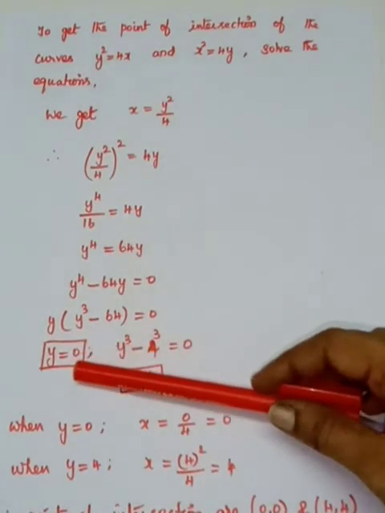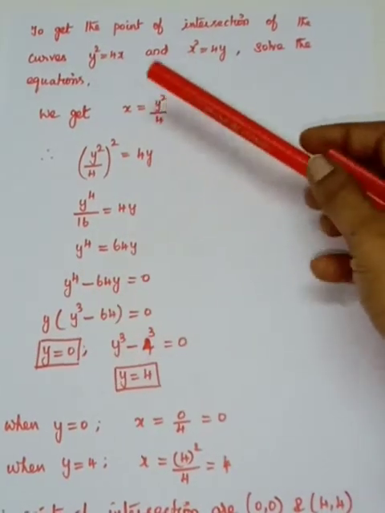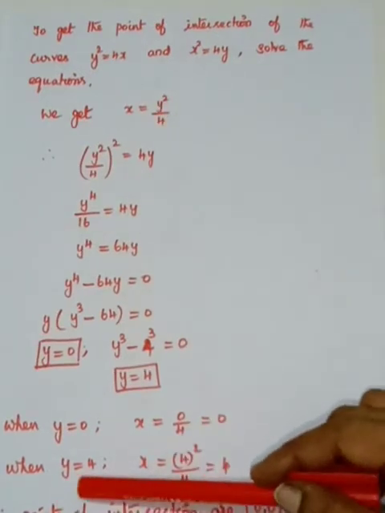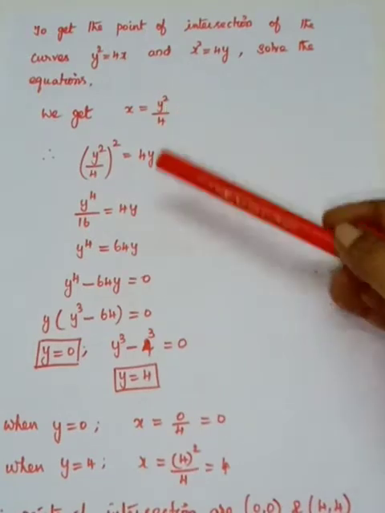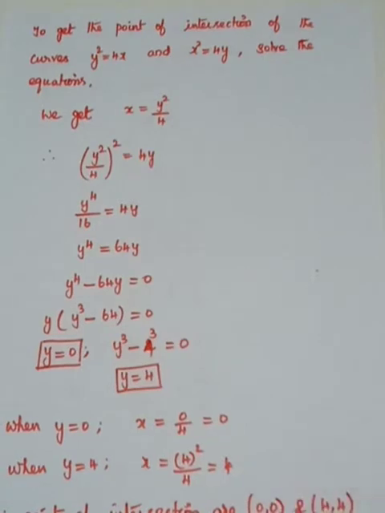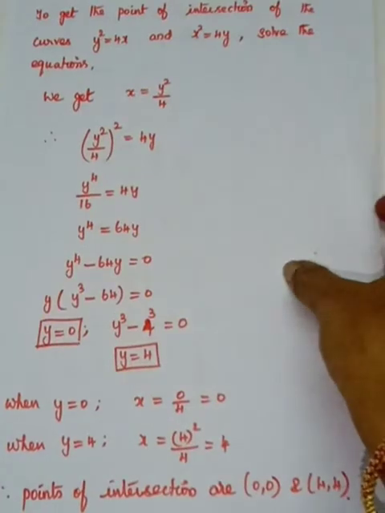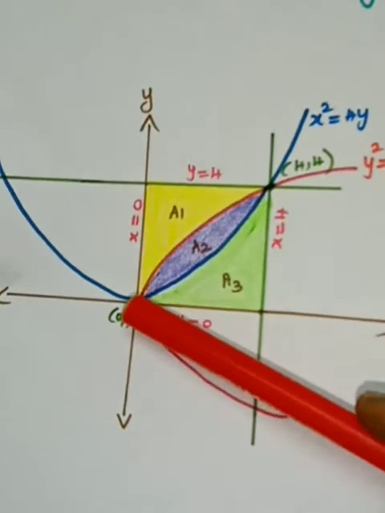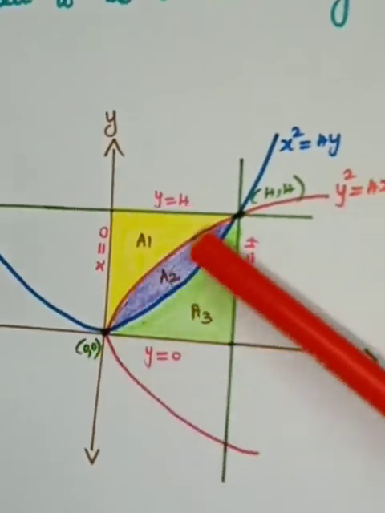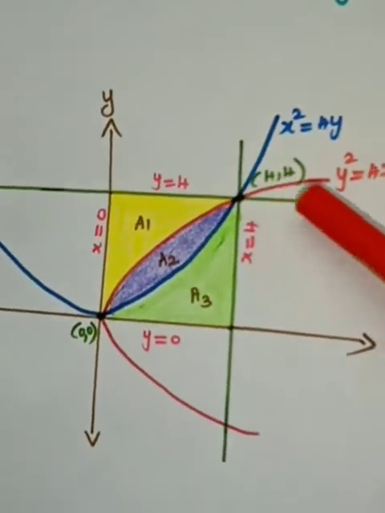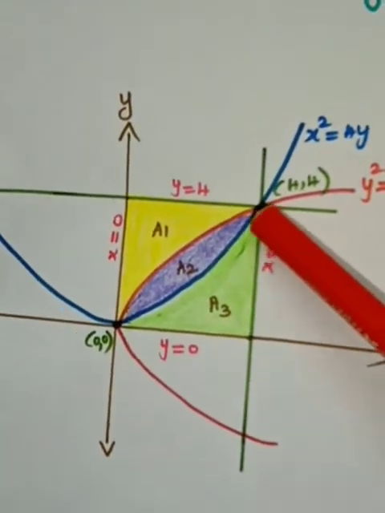When you substitute y is equal to 0 in this curve, 0 by 4 is 0, so x is also 0. And if we substitute y is equal to 4, it is 4 squared by 4, so one 4 is cancelled and you are having 4. The points of intersection are 0, 0 and 4, 4. That's why in this diagram, I have marked the points of intersection of the two curves: 0, 0, this point, and the next one, 4, 4. Here x-axis 4 units and y-axis 4 units. This point is 4, 4. So both the curves touch.